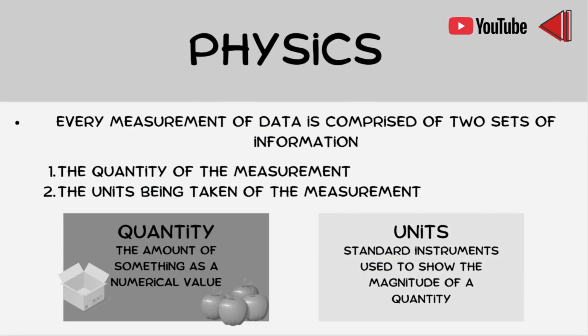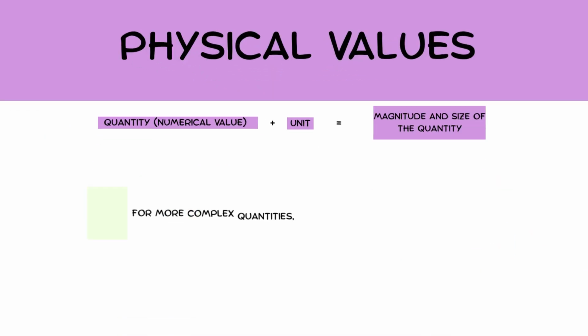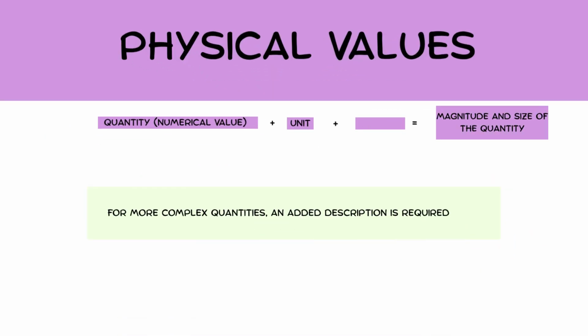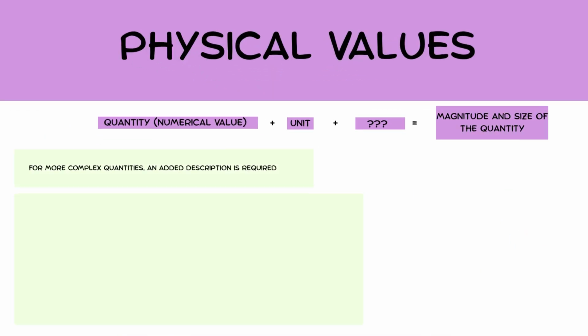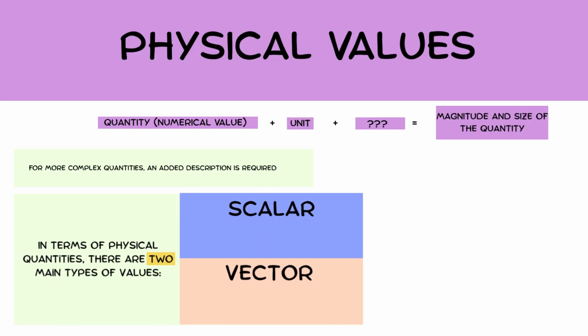As we stated in the previous video, all physical values have both a numerical value and a unit, which combined show a value's magnitude or size. However, for more complex values, an added description is required. Generally, when discussing physical values, there are two main types of quantities: scalar and vector quantities.